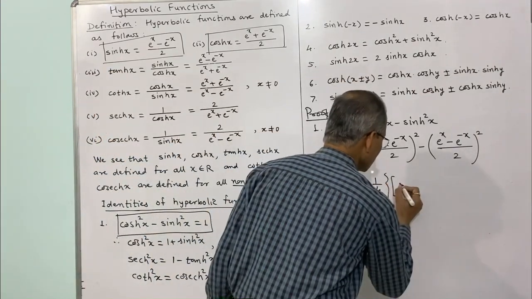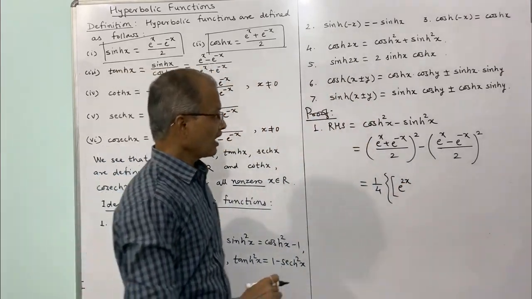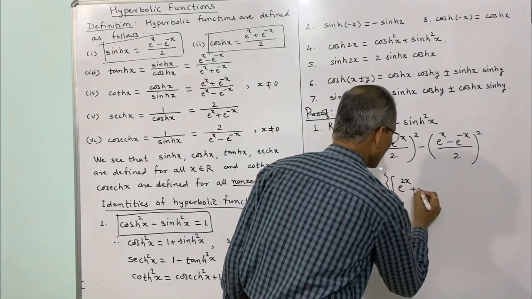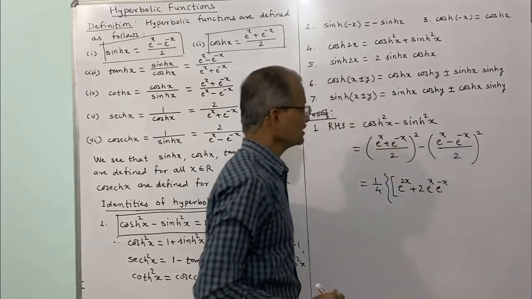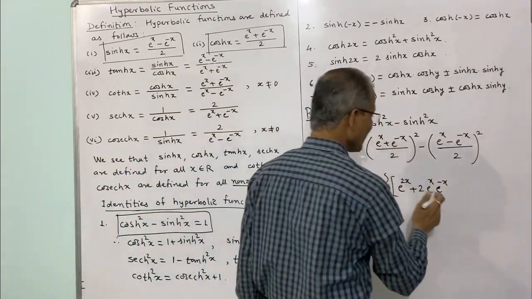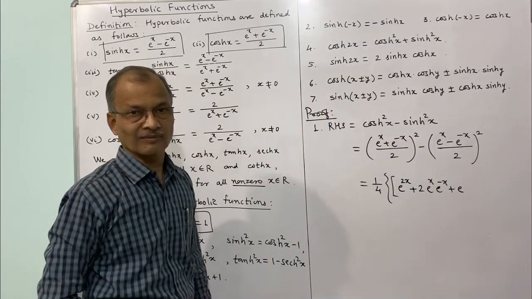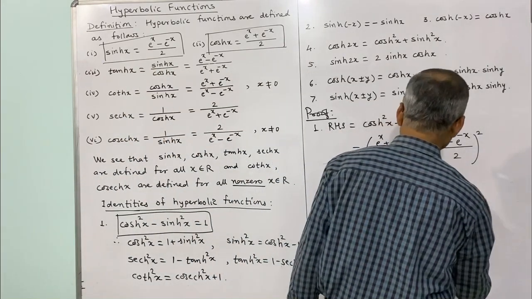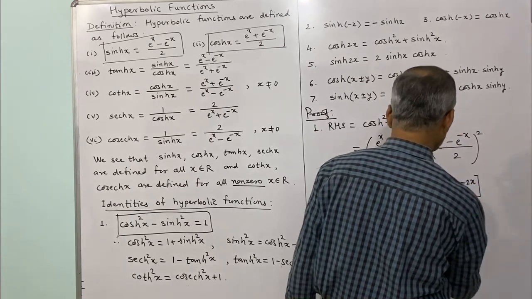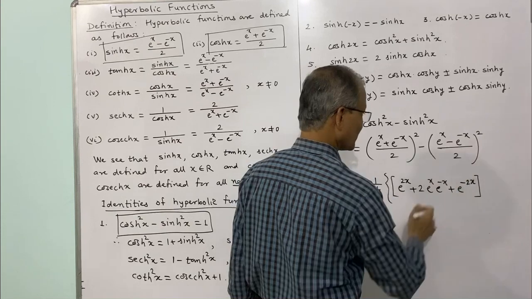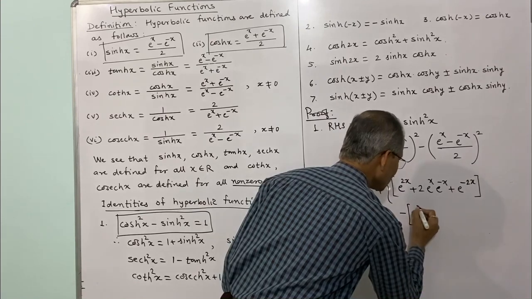Square of this, that is e to the power 2x, and the middle term is double, positive, e to the power x into e to the power negative x, that is the middle term, and the third term is e to the power negative x squared, that means e to the power negative 2x. And this is the expansion of the first, minus the expansion of the second, and that is e to the power 2x.